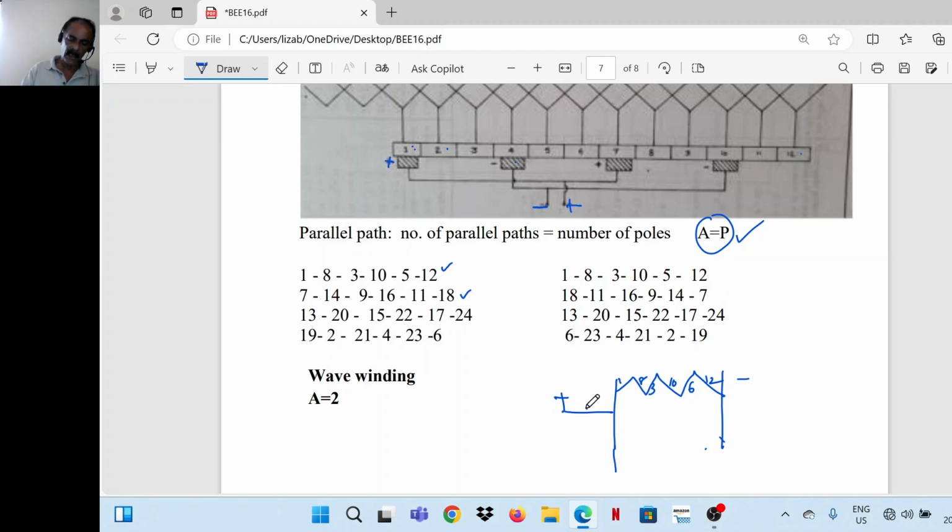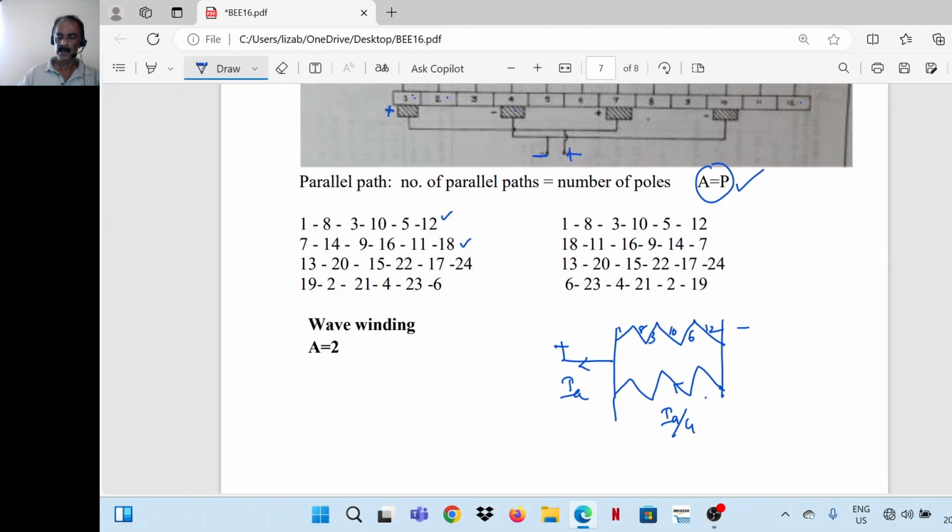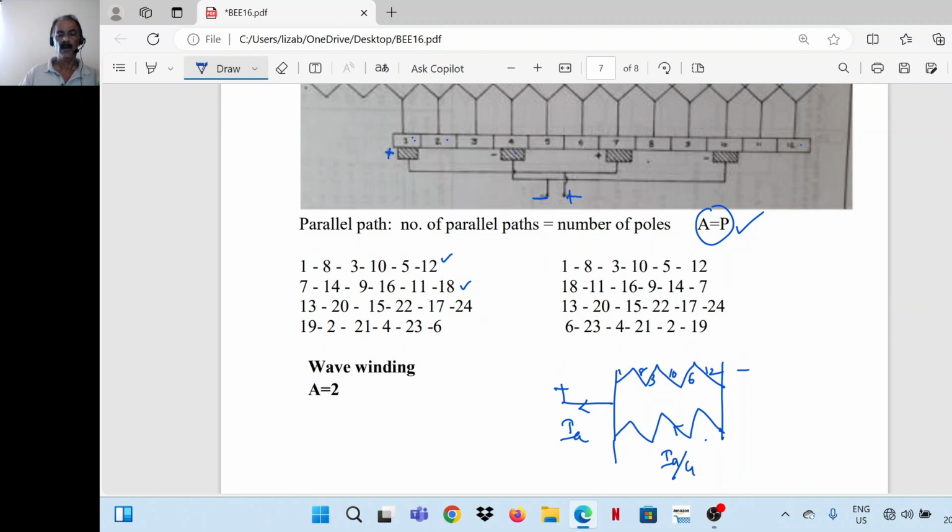That means the total armature current, say IA, is divided among these parallel paths. So each parallel path carries a current IA divided by 4. So the total armature current is divided among the parallel paths, and each parallel path carries a current which is total armature current divided by number of parallel paths. So this particular winding is called a lap winding. Lap winding is meant for comparatively lower voltage and higher current machines.